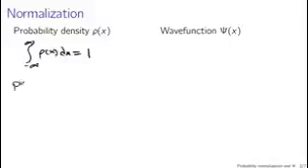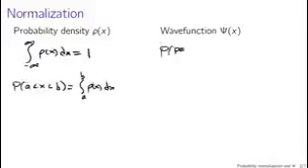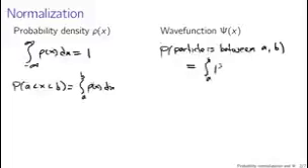Normalization in the context of a probability distribution just means that the integral from minus infinity to infinity of rho of x dx is equal to 1. You can think about that as the extreme case of the probability that, say, x is between a and b being given by the integral from a to b of rho of x dx. In the context of the wave function, that statement becomes the probability that the particle is between a and b is given by the integral from a to b of the squared magnitude of psi of x.